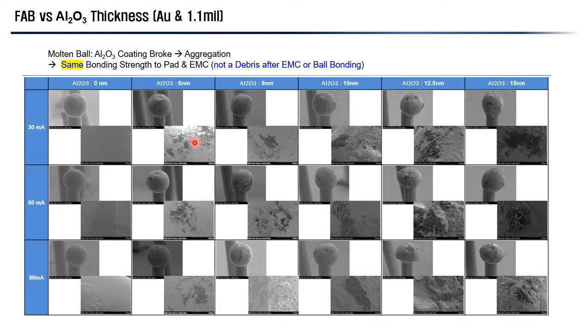However, I want to emphasize this aggregation is not a dirt or contamination of any kind, because this aggregated aluminum oxide can make a good bonding with EMC resin and a ball bonding. So it does not make any degradation in terms of strength.